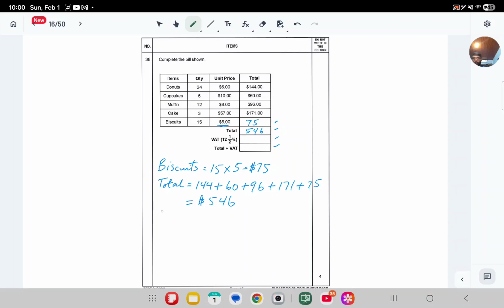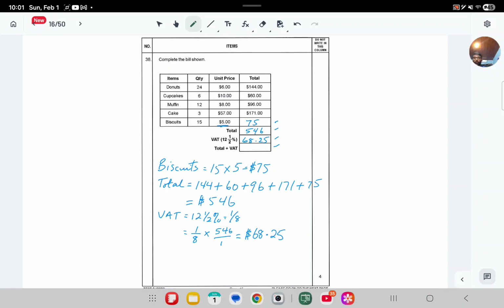From here now we want to calculate the VAT. We charge VAT at 12.5%, and we know 12.5% is the same as 1/8. So it will be easier for me to work with 1/8. So to calculate the VAT, I will take 1/8 of the total price, which is 546 over 1, and that will give us a total of $68.25. So you know the VAT amount to be added here was $68.25.